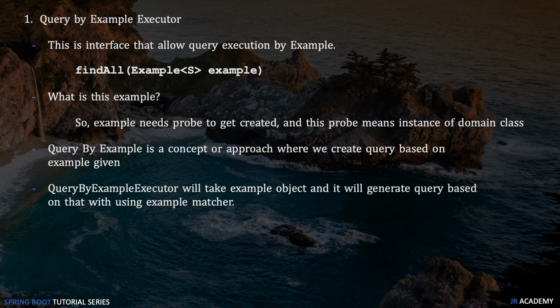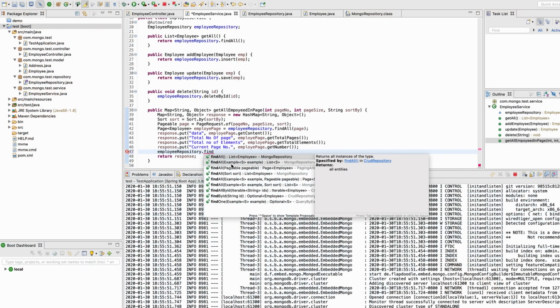In our case, it will look something like this, where first name will be John, but the rest of the fields don't matter, so we need to put them as null. What the example executor will do is look at this object, and based on whatever values we put there, and whatever matcher we use for that, it will create a query. So let's go ahead and create one API that can use this example executor.